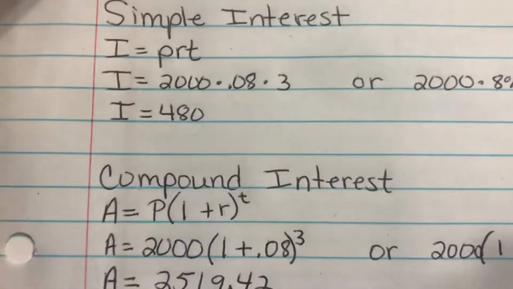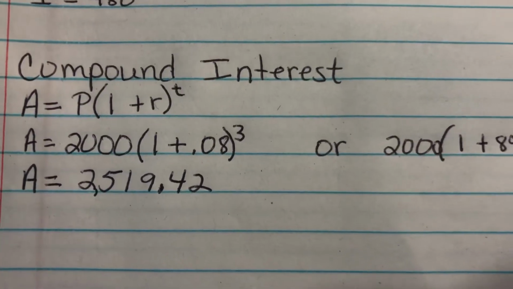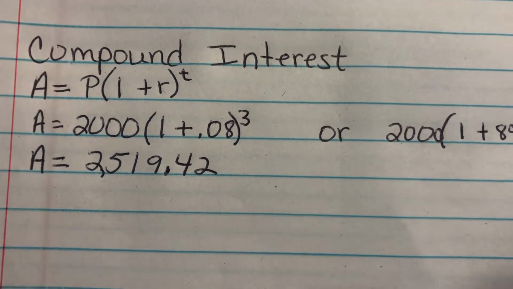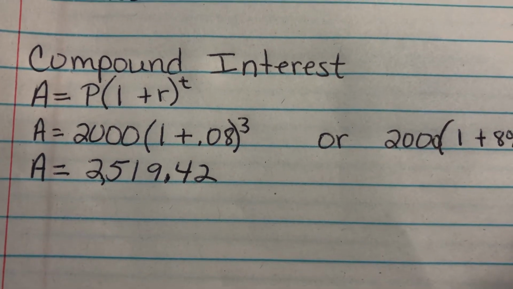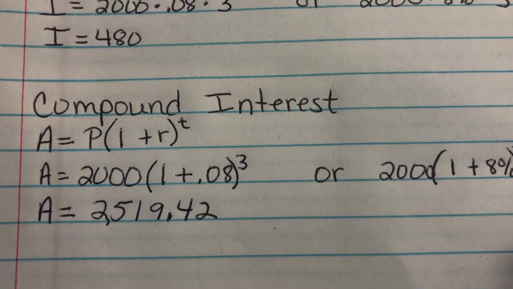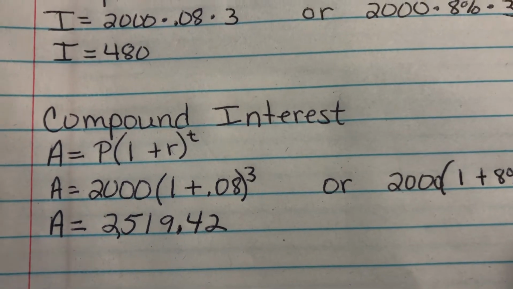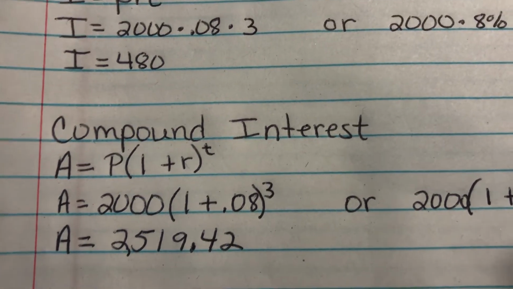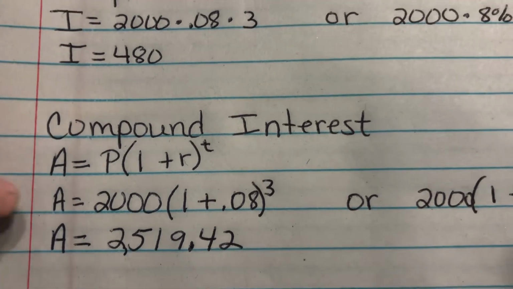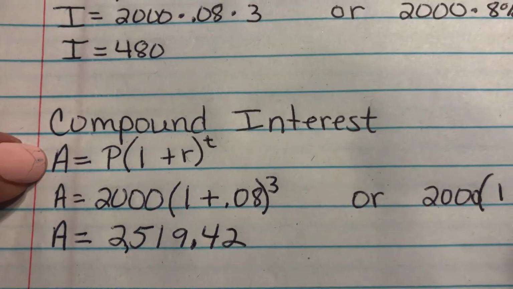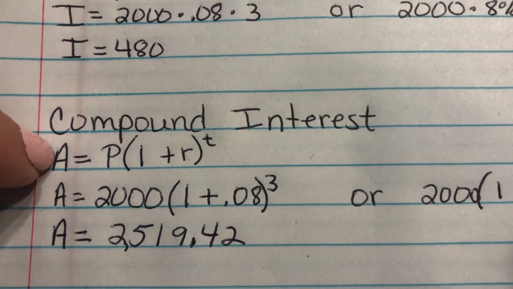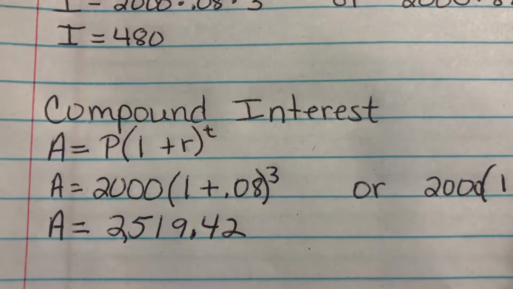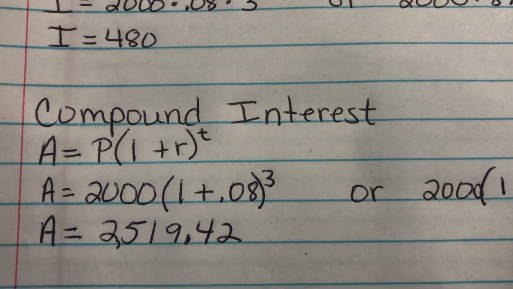Now for compound interest, the formula is different. It starts out with A equals P times the quantity 1 plus R to the T power. So A means the amount in the account after this all happens. So that is the new total, or the new amount. P, of course, is principal, and R is rate, T is time, again expressed always in years.